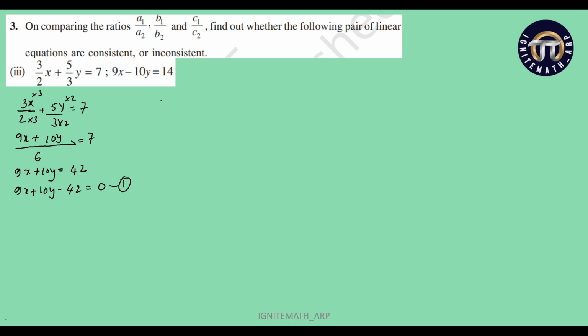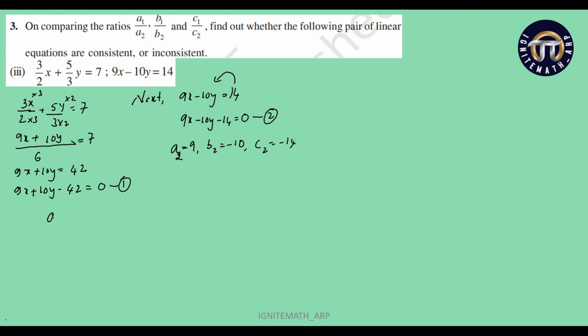Similarly, the second equation is given to you. Look at this, 9x minus 10y is equal to 14. Again, I will take this 14 this side. 9x minus 10y minus 14 is equal to 0. So I can say a2 is 9, b2 is equal to minus 10 and c2 is equal to minus 14. So this is the second equation. I have found out the a2, b2 and c2.